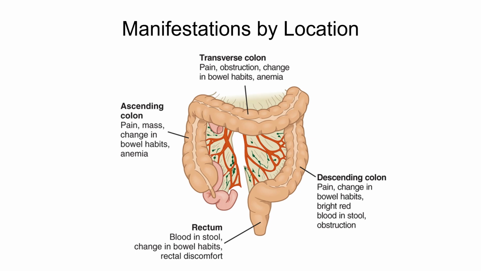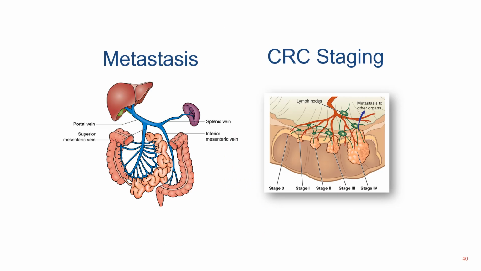So for example, if there is tumor or cancer in the transverse colon, patient will complain of pain, more likely for obstruction, change in bowel habits, and anemia. Versus the rectum, signs and symptoms, change in bowel habits, blood in stool, and rectal discomfort. So colorectal cancer usually starts from a polyp on the inner lining of the rectum, and it grows for like 10 to 20 years before it actually turns into cancer.